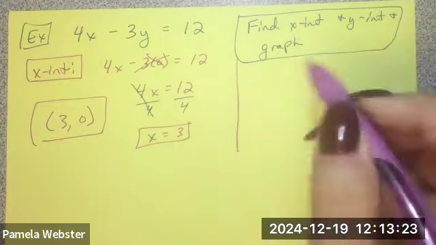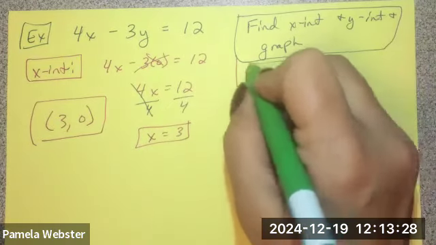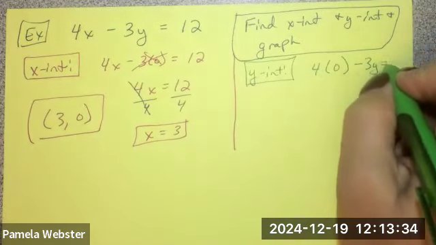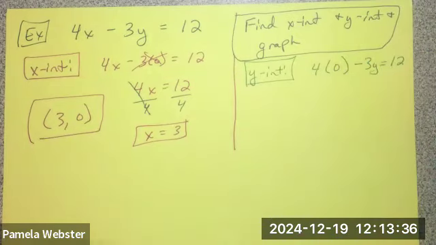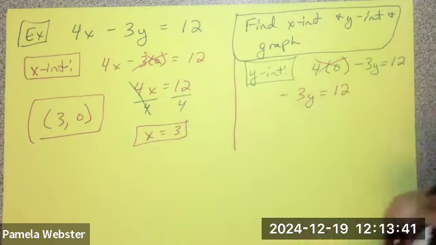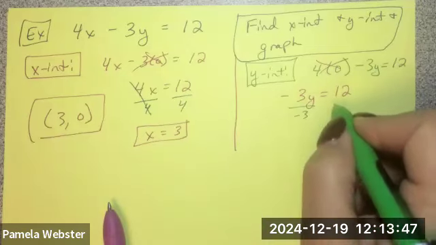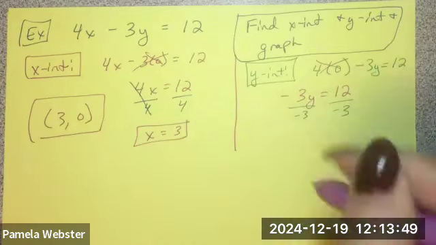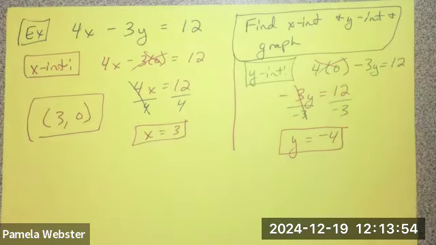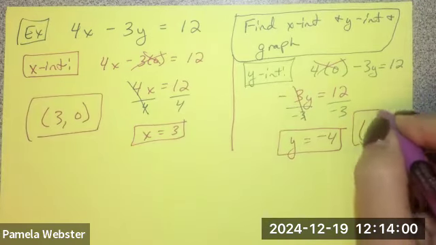Okay. So on the other side here, let's do y-intercept. And as a reminder, it's x equals 0. So we plug in x equals 0. Okay. 4 times 0, negative 3y equals 12. Okay, and again, to get that y by itself, I'm going to divide by negative 3 here. So those will go away, and I get y equals negative 4. Okay, so this point is I put in x equals 0 and I got out y equals negative 4.